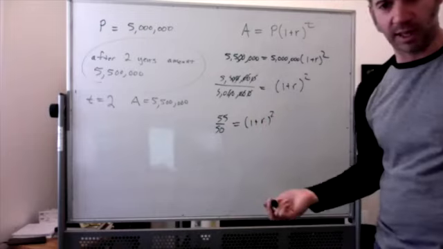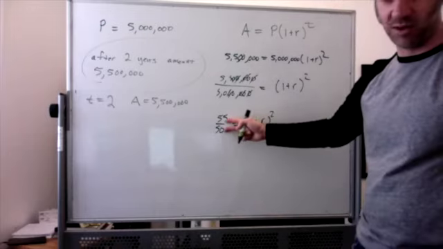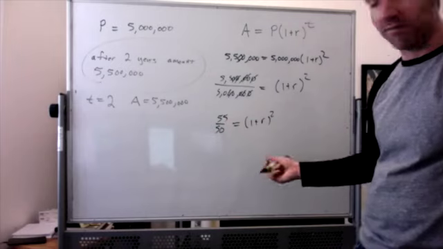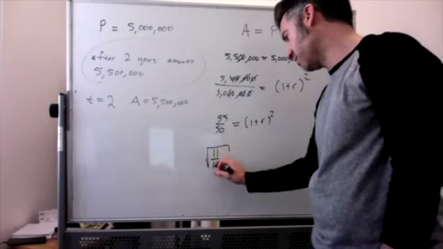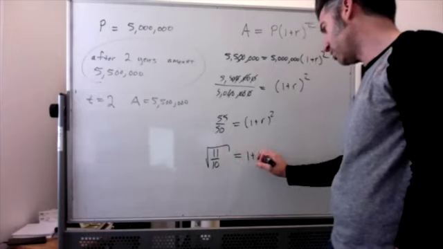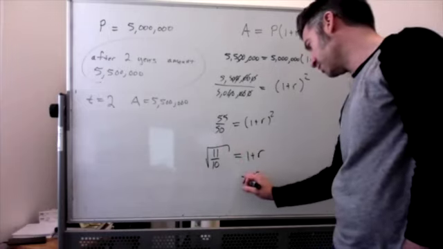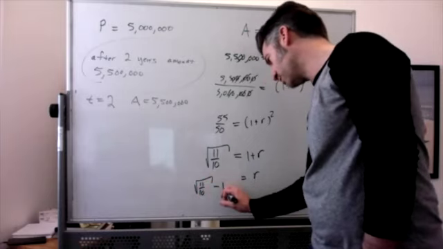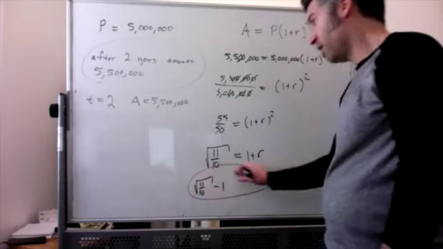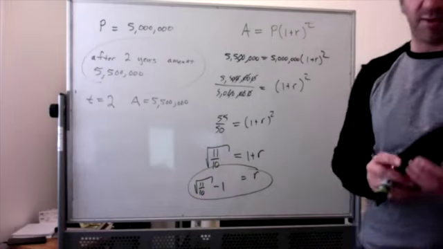Let's take the square root of both sides. Also, I can reduce this even further to 11 over 10, right? They both have a factor of 5. So I can say that the square root of 11 over 10 equals 1 plus R. And then R is equal to the square root of 11 over 10 minus 1. And then I would use a calculator and figure out what that was.